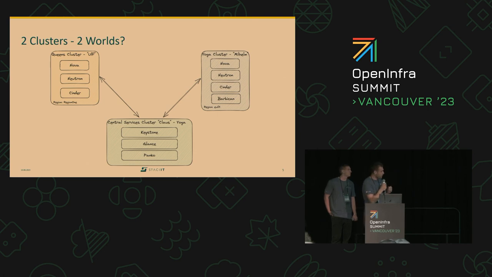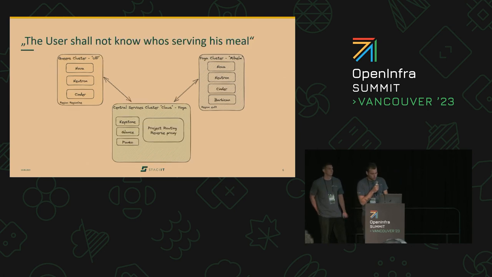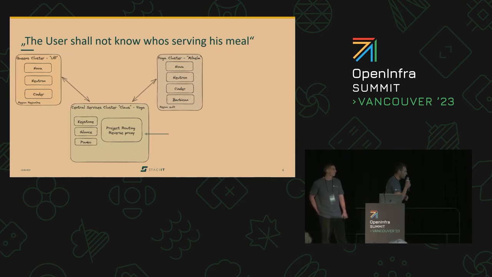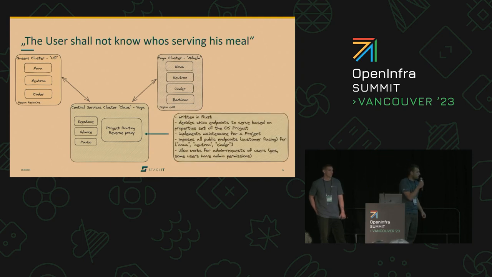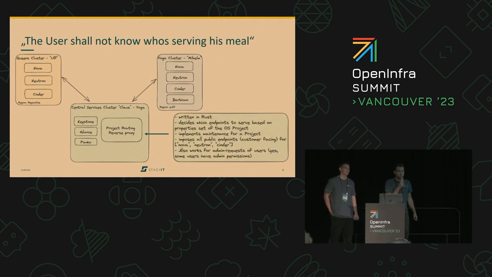And our trick here in the migration is that the user shall not see from what cluster his resources are served. So we built a little component called the Project-Routing-Reverse-Proxy. The Project-Routing-Reverse-Proxy is written in Rust, and it impersonates all the public endpoints for Nova, Neutron, and Cinder. We also have the option to set a Keystone project flag, which then enables maintenance mode, so the customer cannot change anything. It just returns a 503 for the customer, so we can have a little freeze time for the customer.